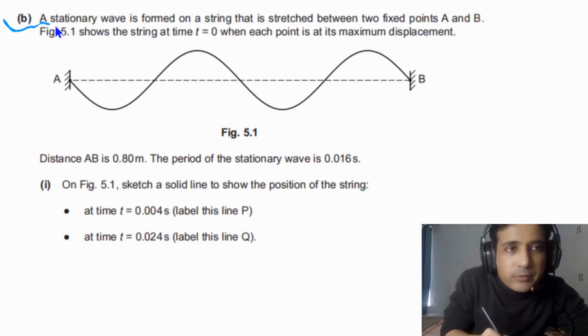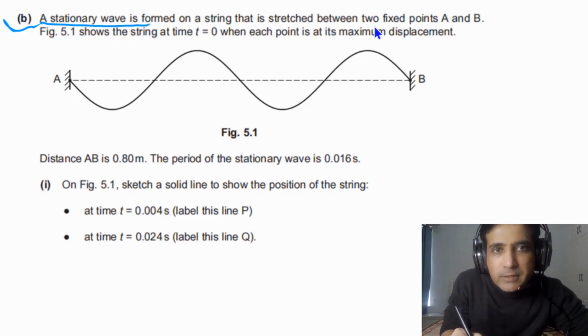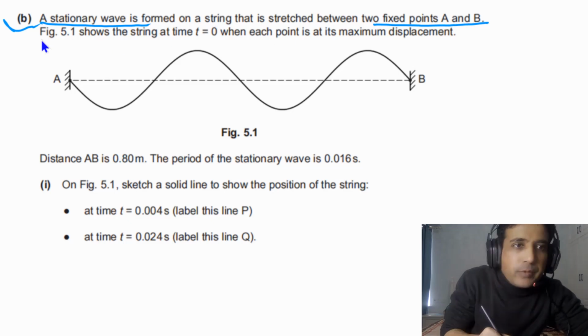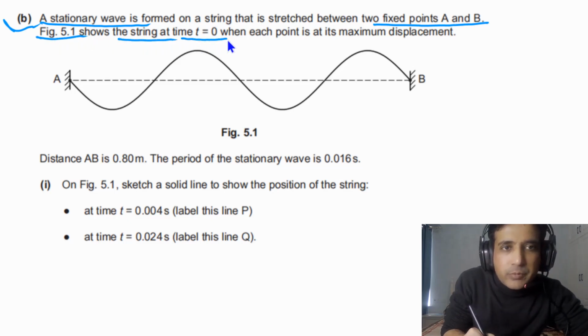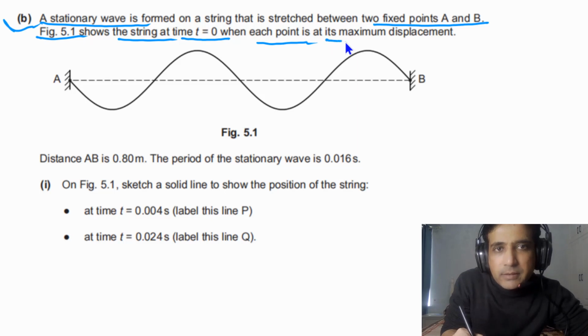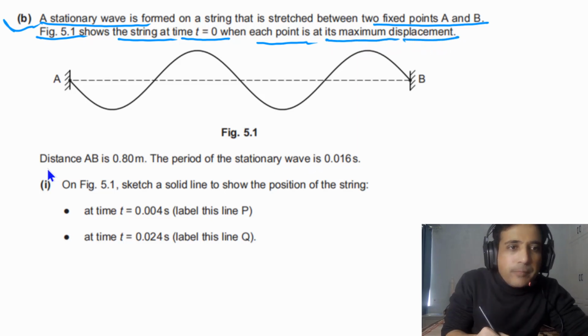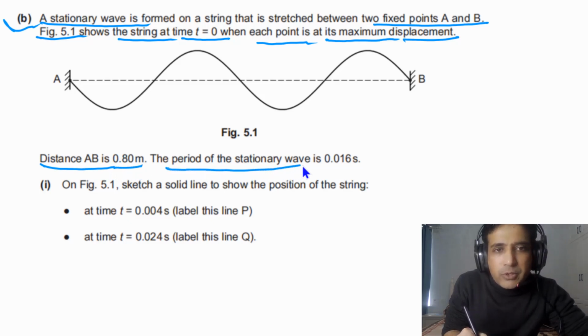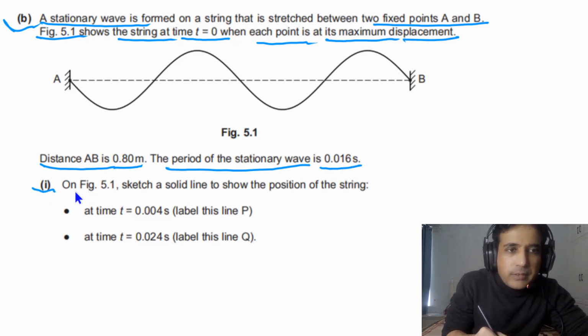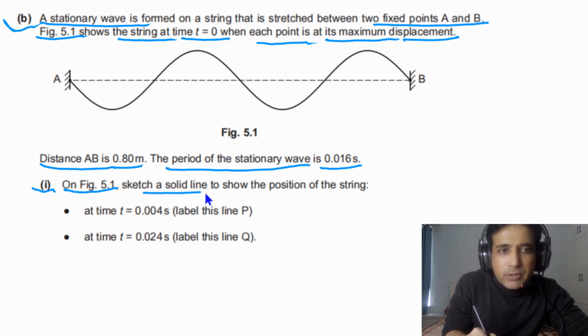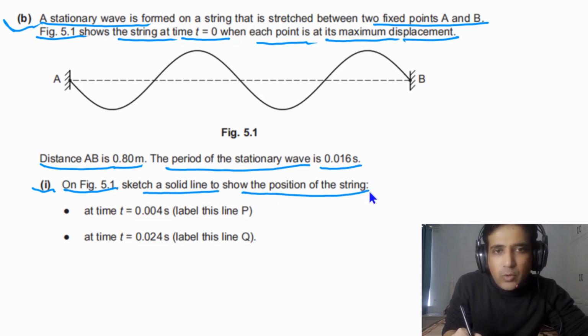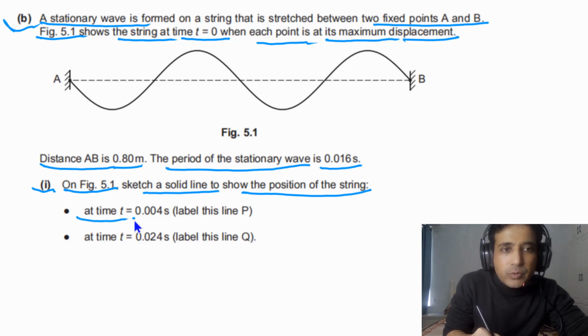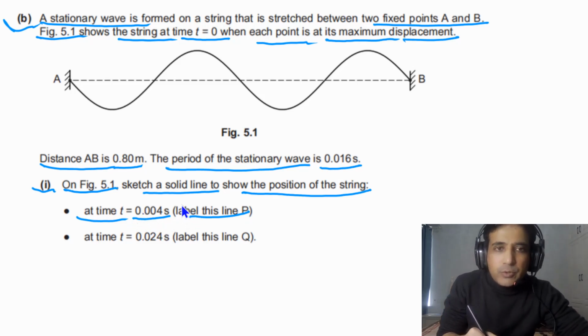For part B, it is given to us a stationary wave is formed on a string that is stretched between two fixed points A and B. Figure 5.1 shows the string at time t equal to 0 when each point is at its maximum displacement. Distance AB is given that is equal to 0.80. The period of the stationary wave is 0.016 seconds. For part B1, on Figure 5.1, we need to sketch a solid line to show the position of the string at time t equal to 0.004 second. Label this line P.